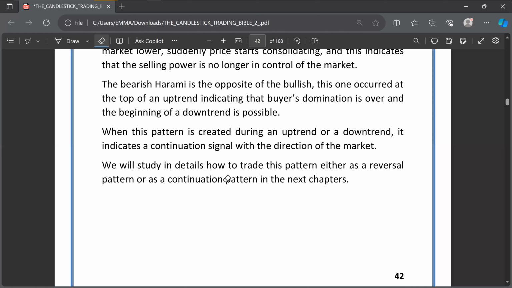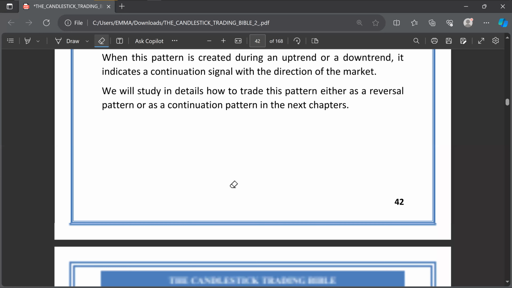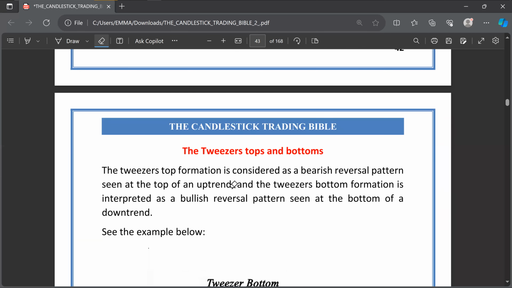We will study in detail how to trade this pattern, either as a reversal pattern or as a continuation pattern, in the next chapters. So we will end here.